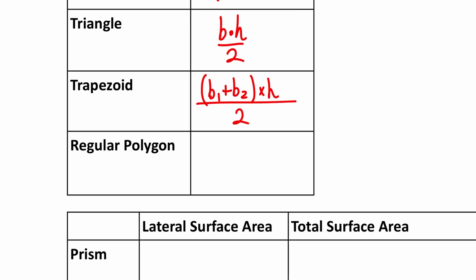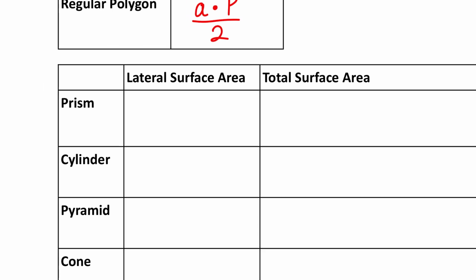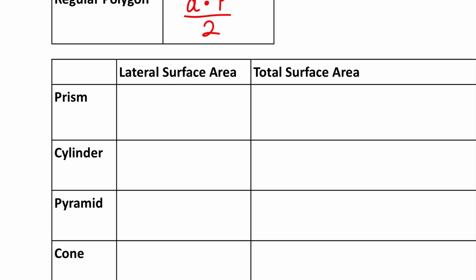And then area of a regular polygon: apothem times perimeter divided by 2. Okay, so those are just area formulas of 2D shapes that will definitely show up in what we're doing through this. These are the formulas we've been using through this unit.